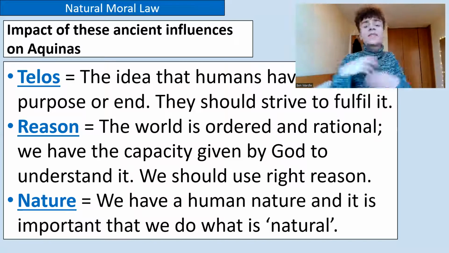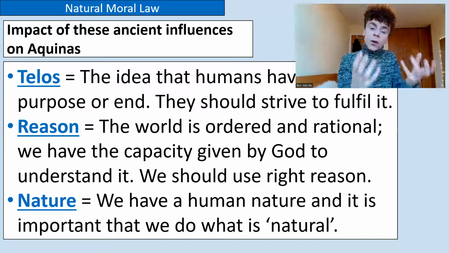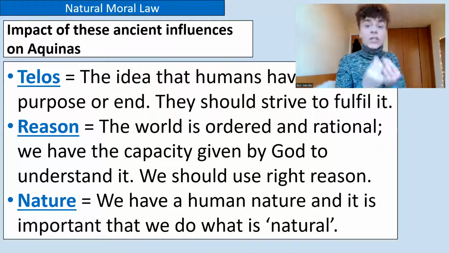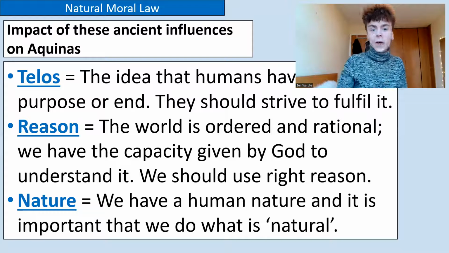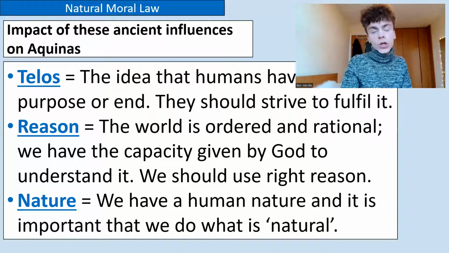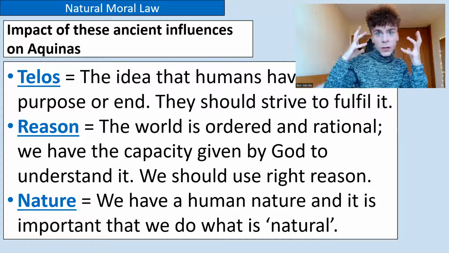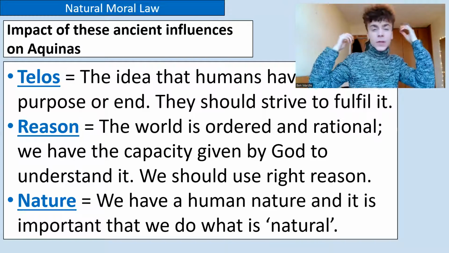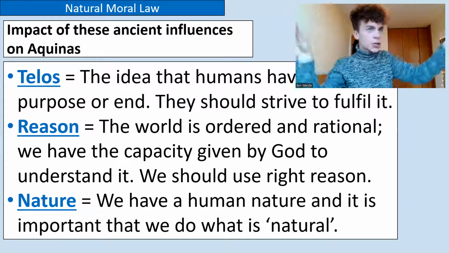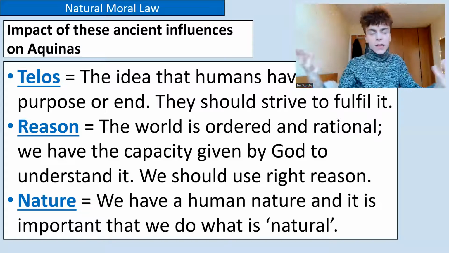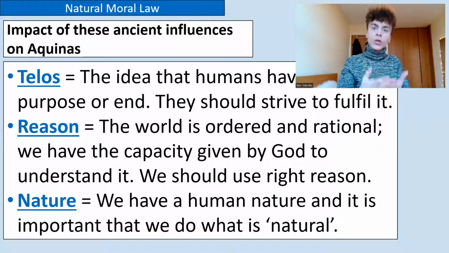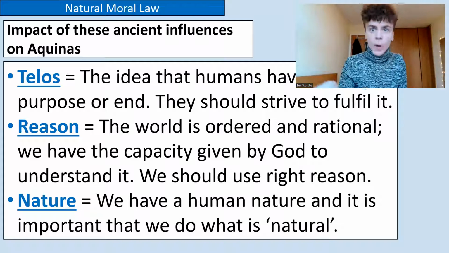And of course, Aristotle said that is eudaimonia. He is also inspired by the idea about reason, the idea the world is ordered and rational. We have the capacity, he believed, given by God to understand it. And so we should use right reason. So unlike other animals, we have this unique ability to reason. We should use that. We should be thinking, we should be interpreting, we should be making sense of the world and understanding it using our reason. And that will allow us to understand the natural moral law.